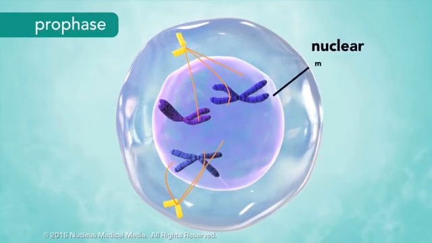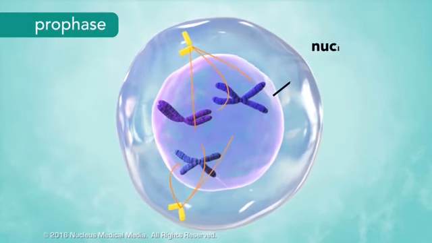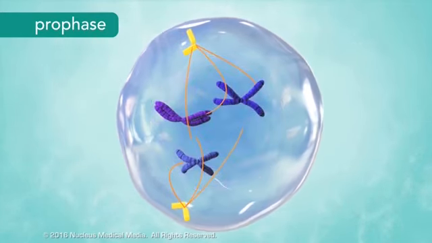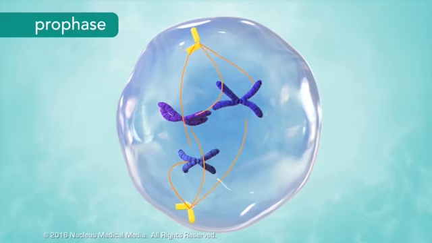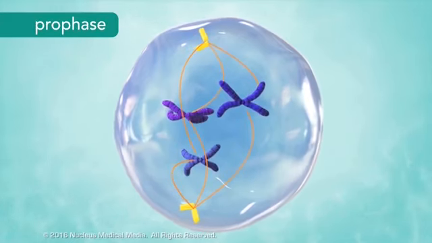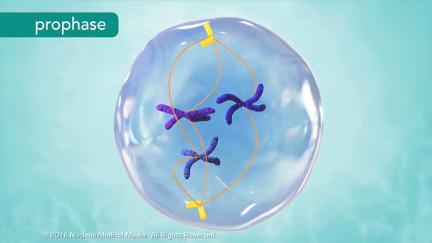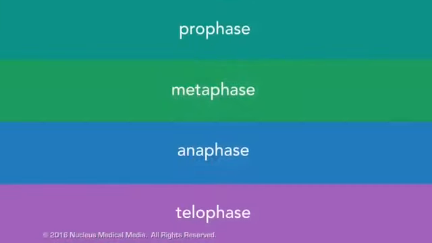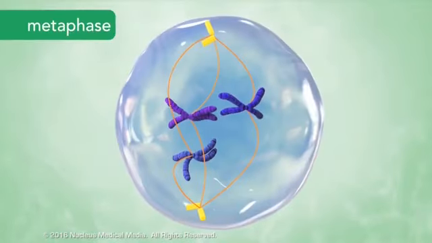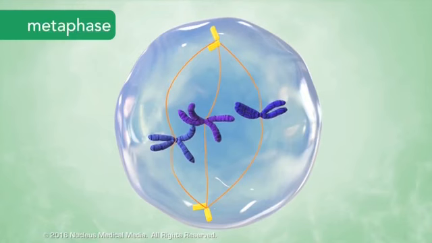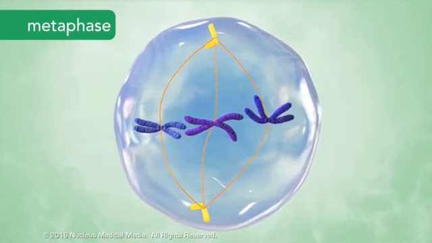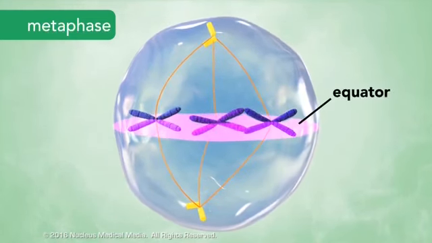While this is happening, the nuclear membrane surrounding the nucleus disappears. Now that chromosomes are no longer separated from the cytoplasm, the opposite ends of the spindle fibers can attach to the centromeres. Next, the cell enters metaphase. The centrioles complete their movement to the poles of the cell, while the spindle fibers line up the chromosomes along the equator of the cell.